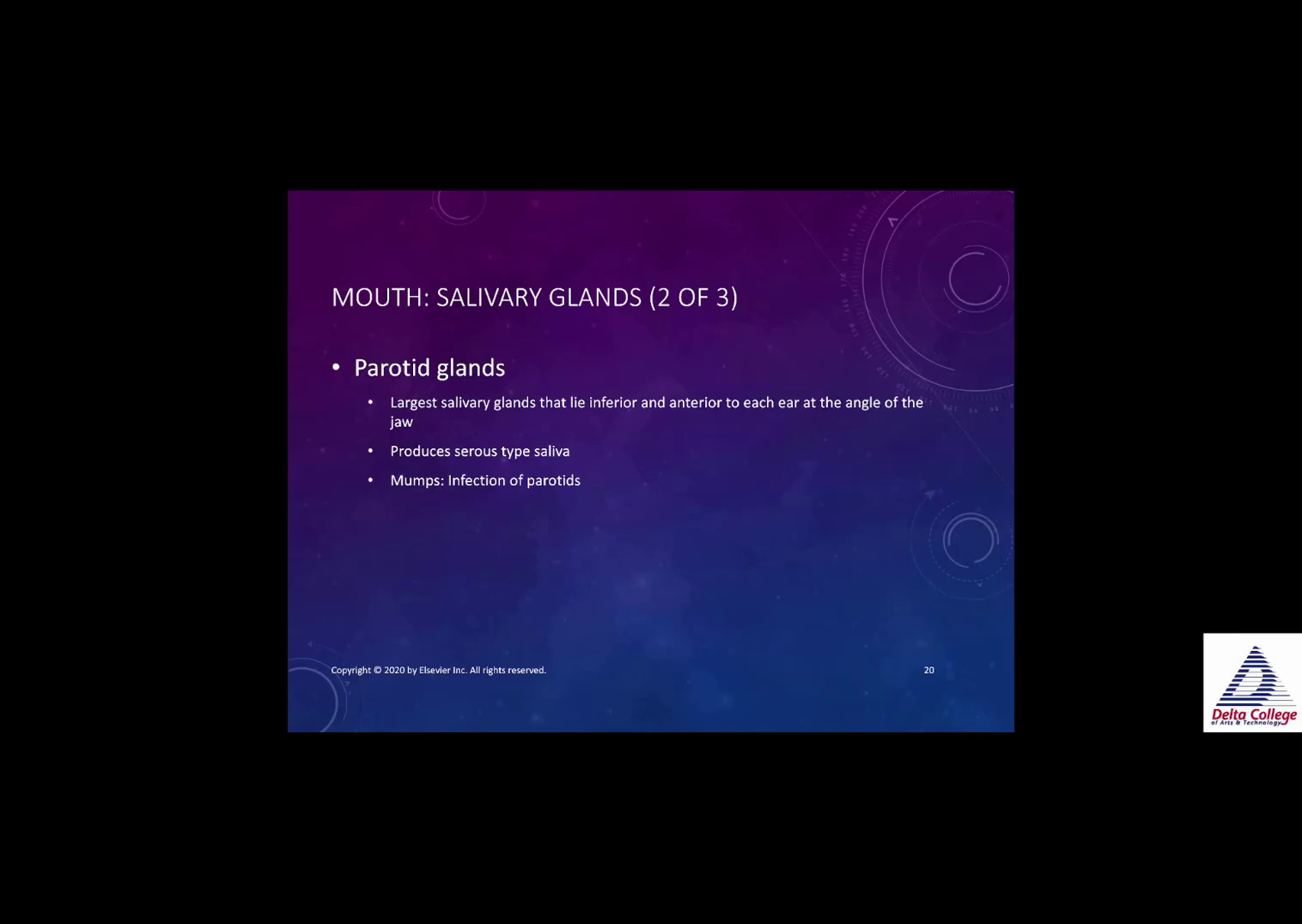Now let's talk about our parotid glands. These are the largest salivary glands that lie inferior and anterior to each ear at the angle of the jaw. They produce serous type of saliva, and an infection of the parotids is called mumps.